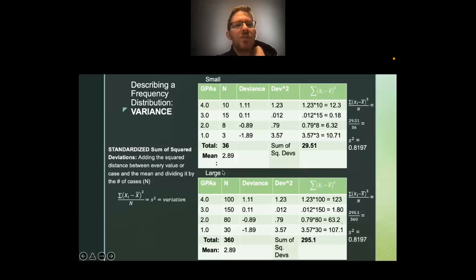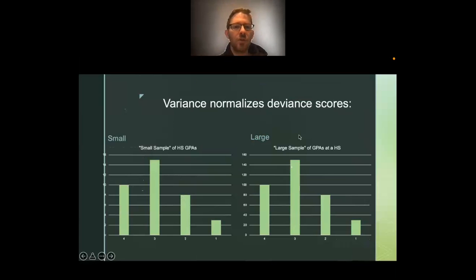So getting the variance normalizes the deviance scores, right? It helps us compare data sets with different numbers of cases, and gives us a better understanding of the variance. So this helps us see that these two data sets, even though the one on the left is way smaller than the one on the right, they still vary about the mean the same way.